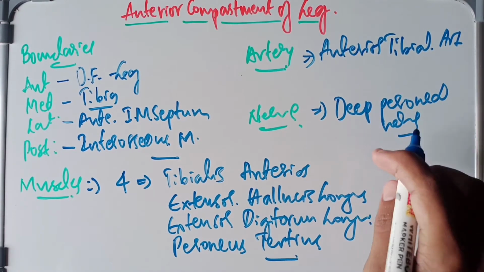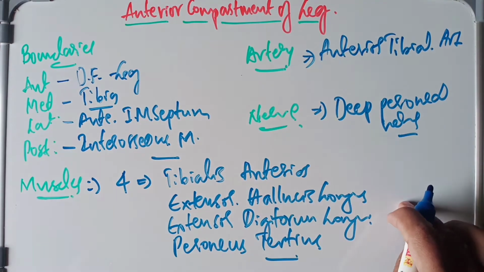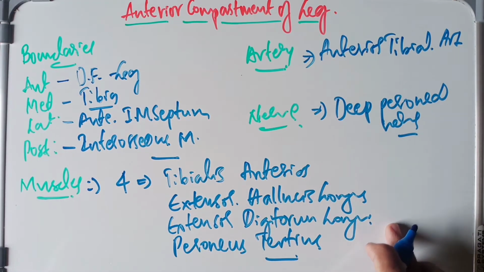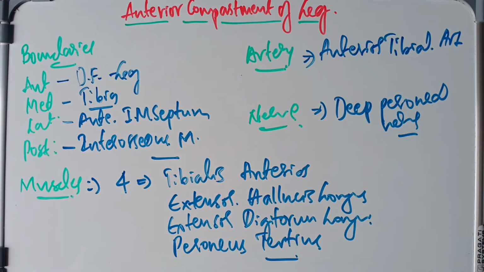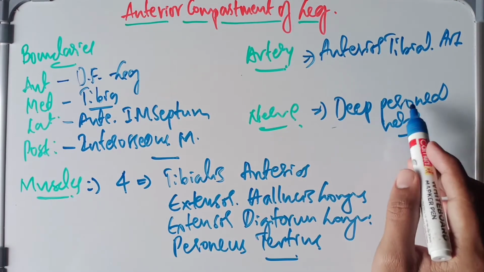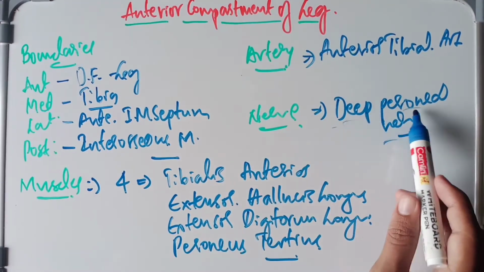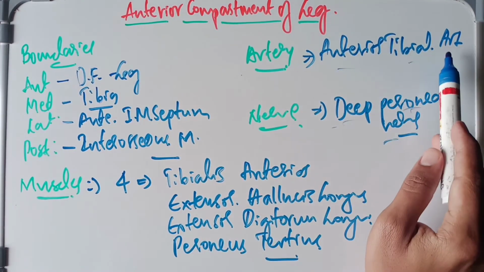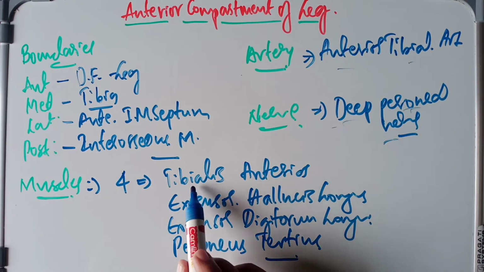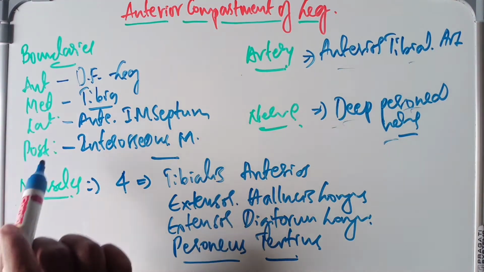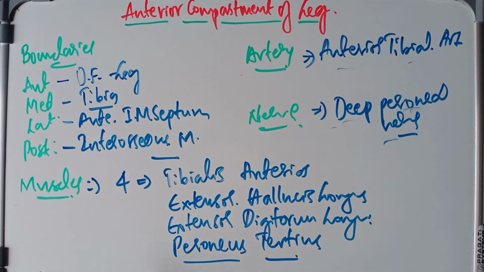So basically when the sciatic nerve comes down, it divides and forms the common peroneal nerve, and then the common peroneal nerve will divide into the superficial as well as the deep peroneal nerve. So the nerve supply is by the deep peroneal nerve, the arteries by the anterior tibial artery, and 4 different muscles: tibialis anterior, extensor hallucis longus, extensor digitorum longus, as well as the peroneus tertius. And these are the different boundaries of the anterior compartment of the leg.